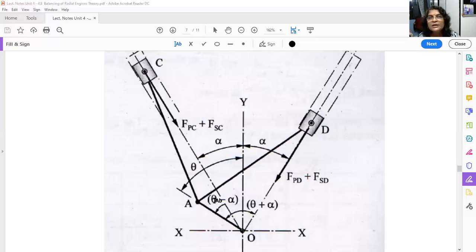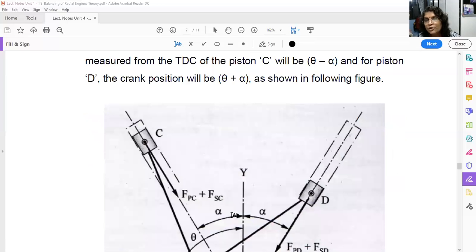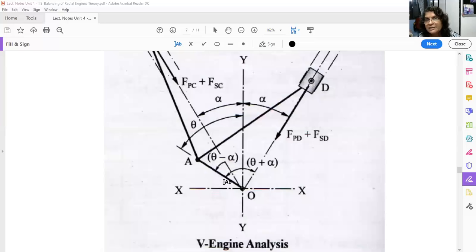Okay, so let us read here. To study the unbalances involved in the V engine, consider the following figure. The common crank OA is connected to the 2 connecting rods AC and AD. Let the crank move through an angle theta from the YY axis. If the total angle of the V is 2 alpha, then the position of the crank when measured from TDC, that is the YY axis, of piston C will be theta minus alpha, and for piston D it will be theta plus alpha. As I told you already, this is theta minus alpha and this is theta plus alpha.